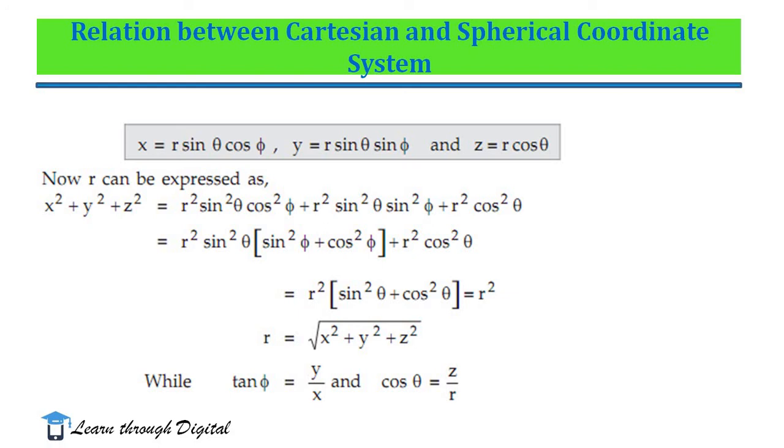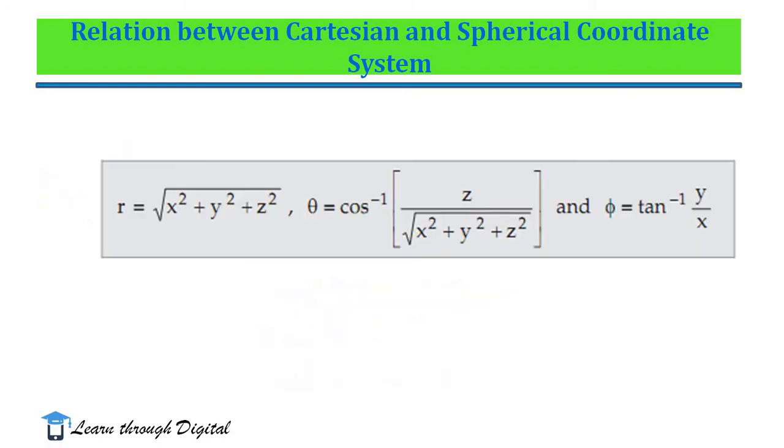Cos theta is z by r. Therefore theta is equal to cos inverse of z by r. These equations represent the relationship between the Cartesian and spherical coordinate systems. That means if x, y, z values are given, from this we can calculate r, theta and phi. For example, x equal to 1, y equal to 2, z equal to 3: we substitute the x, y, z values in these expressions and we will get r, theta and phi.